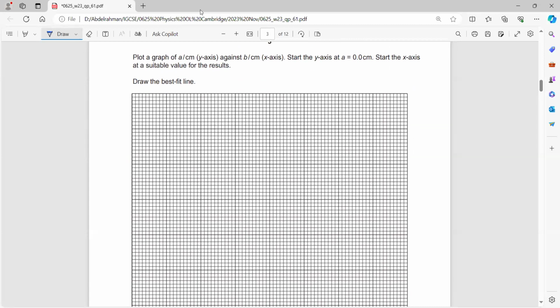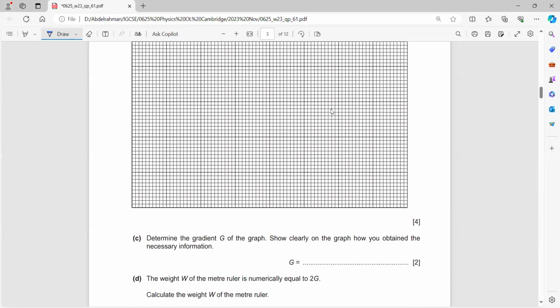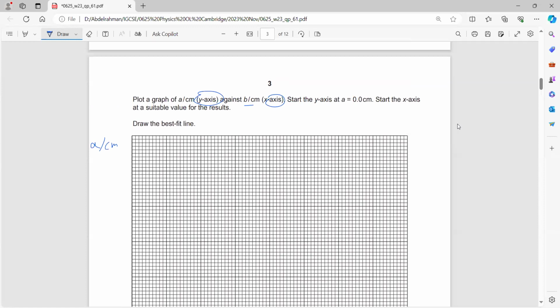Okay, moving on to the plotting. First, on the y-axis I have to write down A slash centimeters. Then on the x-axis I have to write down B slash centimeters. I took 1 out of 4. I can leave it like that, I can take 1 out of 4 and that's it, if you don't care about the three other marks. But no, I will continue.